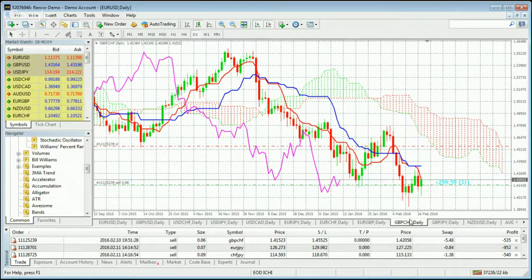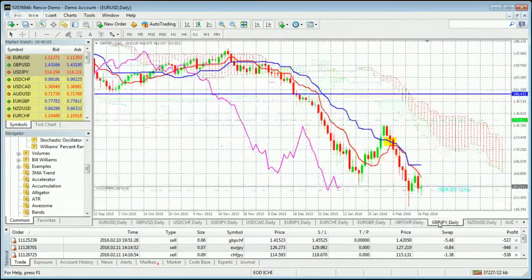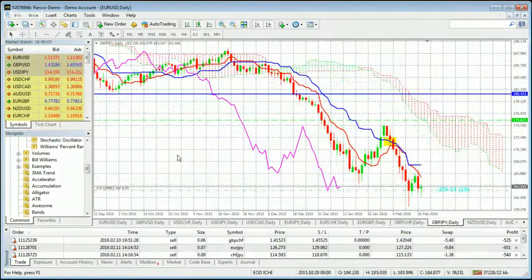Right, next chart. Let's see what we've got with that one. Next chart is the pound yen. Now this one gave a beautiful, beautiful entry signal as well. The signal that was given with this was the Tenkan Kijun Sen cross. Okay.